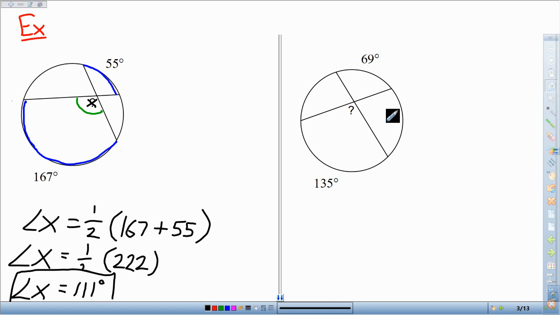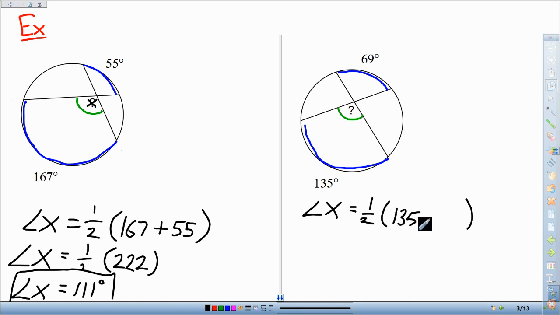Let's try it again one more time. There is our angle. Here are my two intercepted arcs. Just like before, I'm going to start with the angle. That's my variable. I'm going to call it X, equals 1/2 of the two arcs added together. I'm going to start with the bigger one, 135, and add the smaller one.